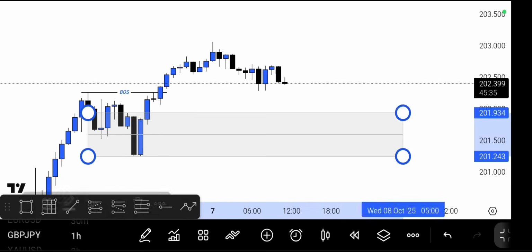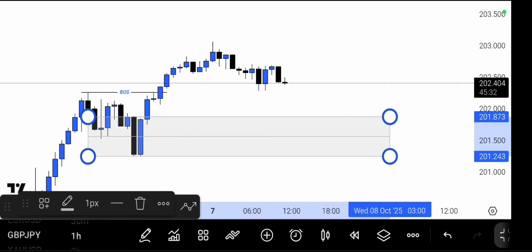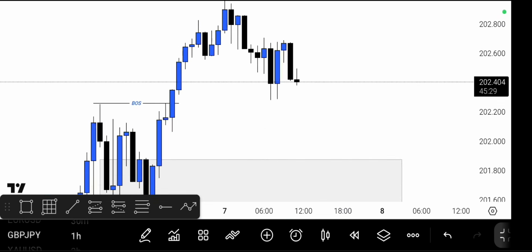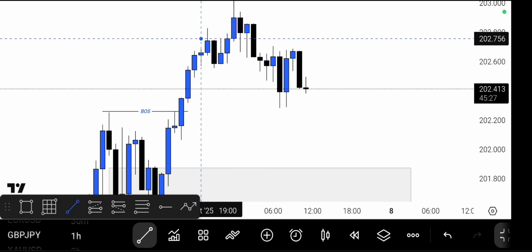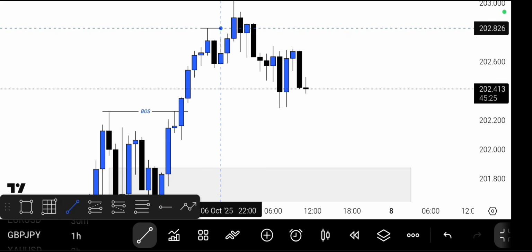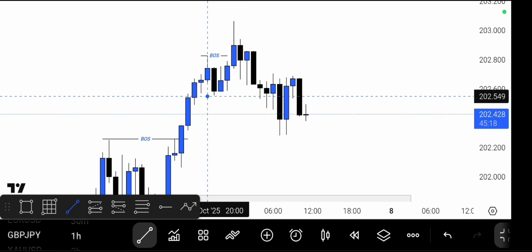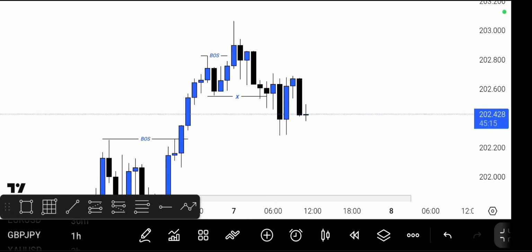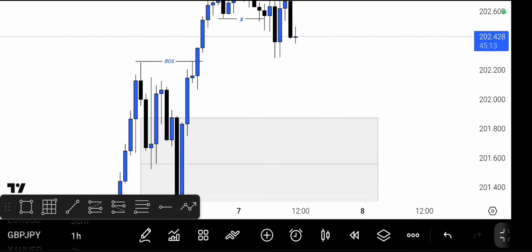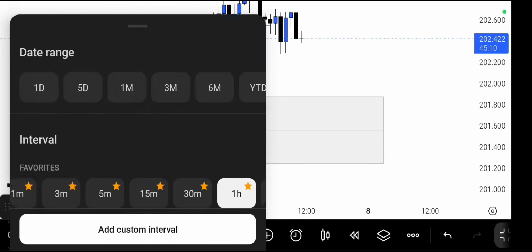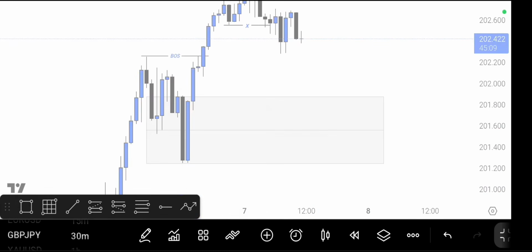So right here on the 1-hour time frame, we still have our order block the same. And looking closely, we notice the market gave us a break of structure still. Alright, so meaning liquidity has been swept right there. So we head straight to the 30-minute time frame.